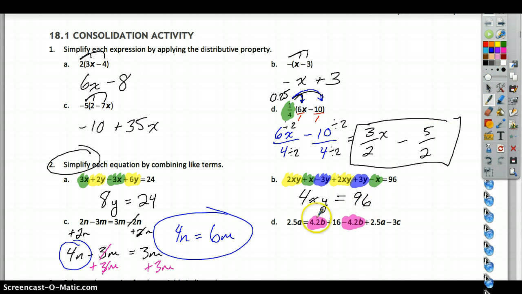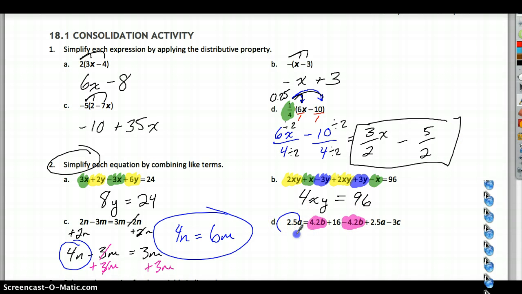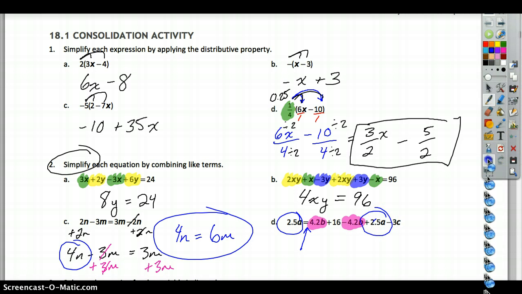Then I'm going to try to get rid of, well, this 2.5a here and this 2.5a. I can combine those, but the problem is that they are on different sides of the equal sign, so I cannot combine them. In fact, what I have to do is eliminate one of them from one side.